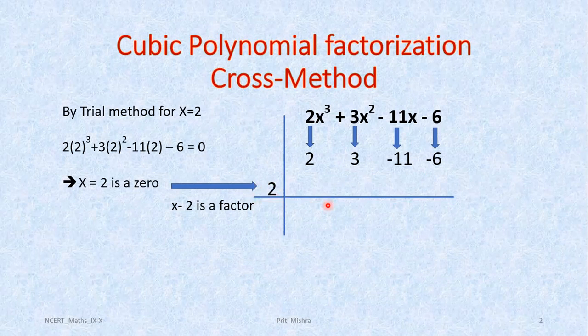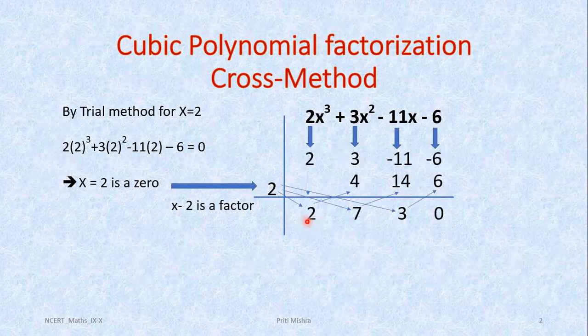Now we will apply the cross method. So here we take this number 2 as it is below the line. After cross multiplication, this 2 gets diagonally multiplied, and 2 into 2 gives us 4. We will write it in the diagonal position below 3. After adding these two numbers, 3 and 4, we get 7. Again this 7 will be diagonally multiplied with this 2. So 7 into 2, we get 14. We write this 14 below minus 11. Now, after addition of these two numbers, we get 3.